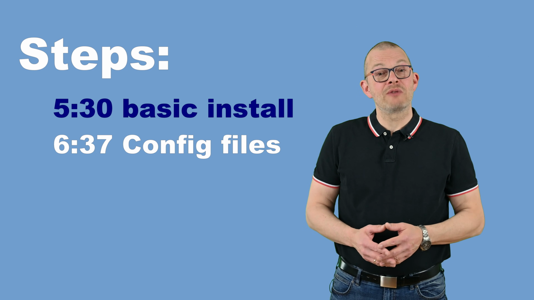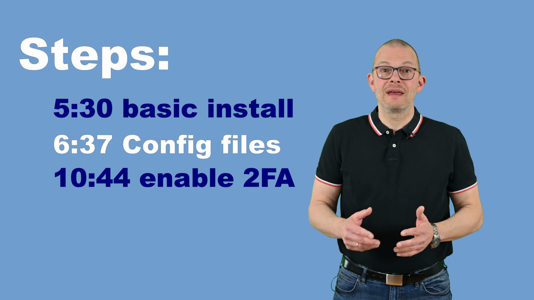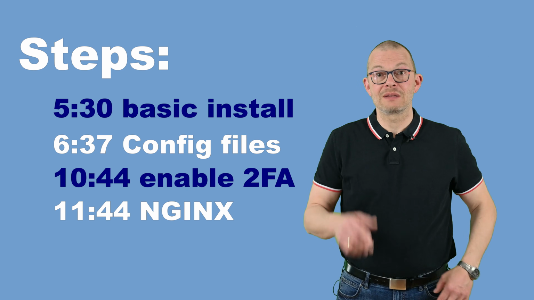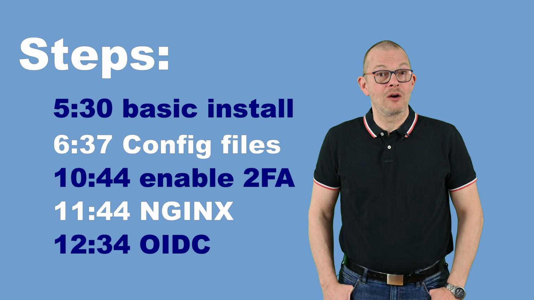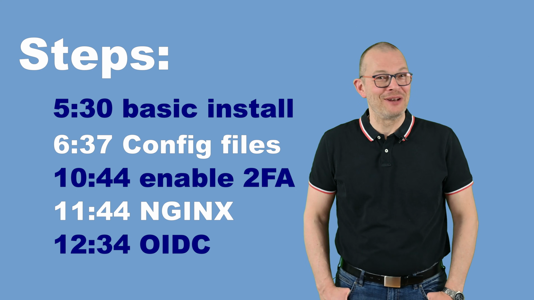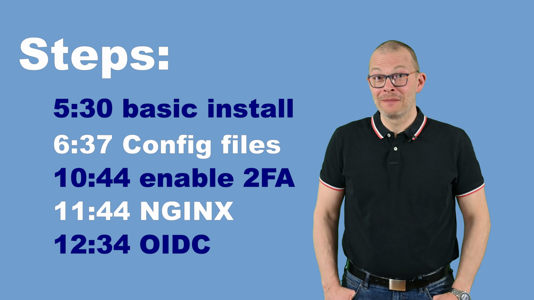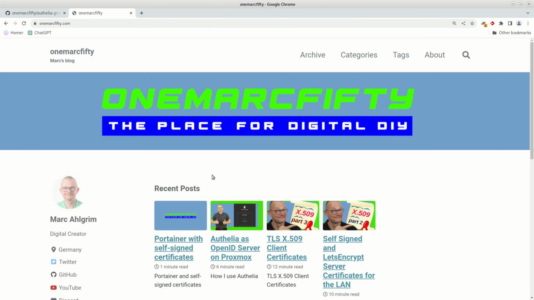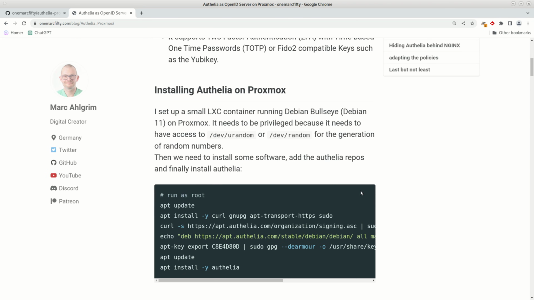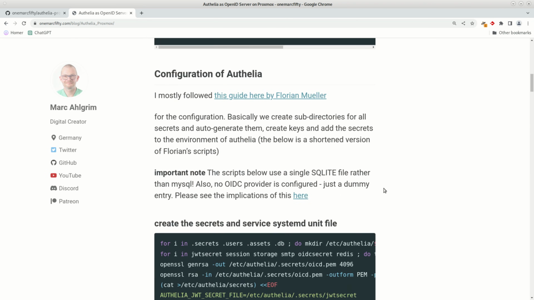Next, we will register a 2FA device and then hide Authelia behind an NGINX reverse proxy. Last but not least, we will add the OpenID connectors to our applications and then use SSO happily ever after. By the way, there is also an article on my blog site, www.onemark50.com, describing the installation. I have just packed everything into an automated script on GitHub for you.